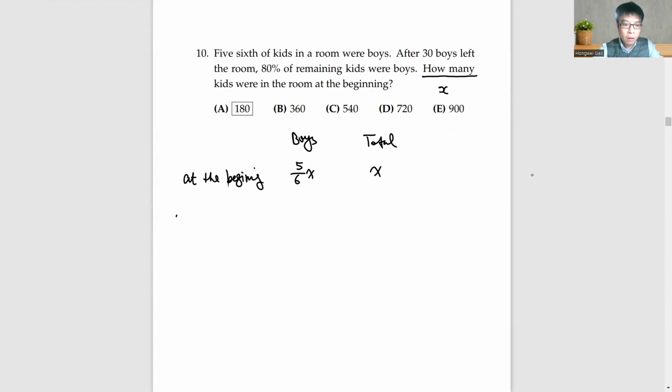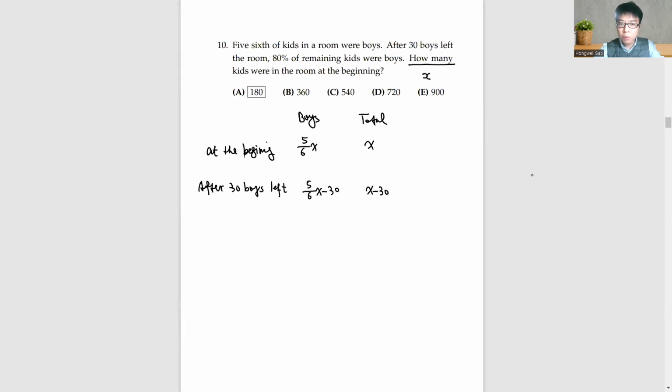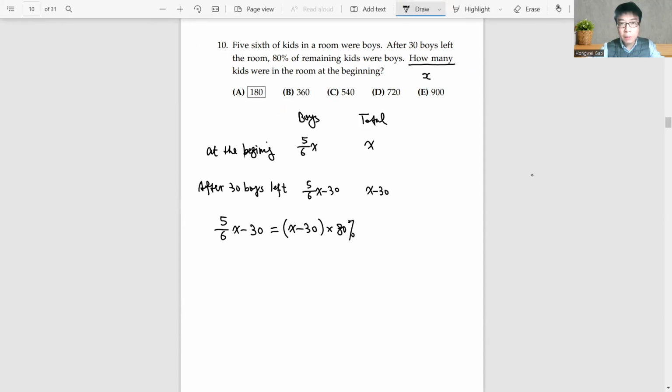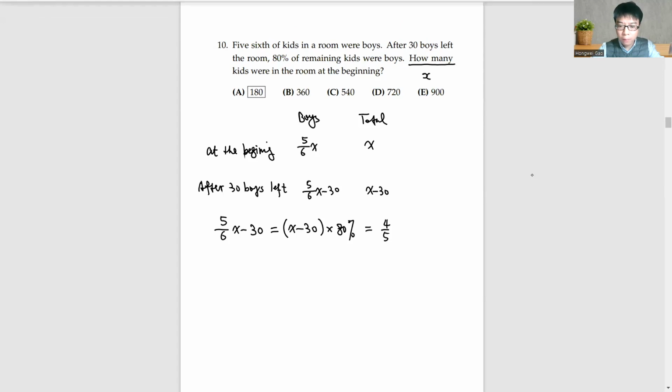At the beginning. Now after 30 boys left, we have boys equals 5 over 6 x minus 30. The total number of kids is x minus 30. It says that the percentage of boys becomes 80%, which means 5 over 6 x minus 30 is equal to x minus 30 times 80%. Well, 80% is basically 4 over 5. So this is 4 over 5 x minus 24.